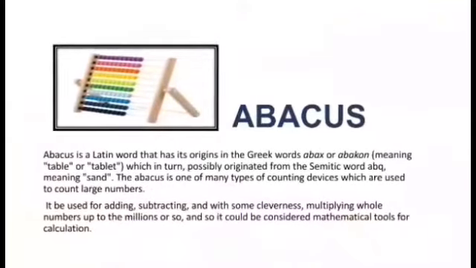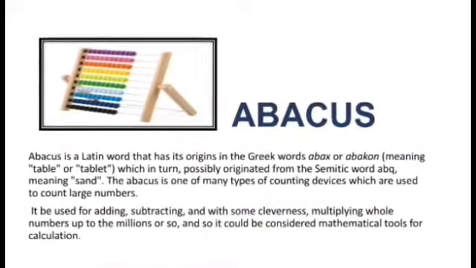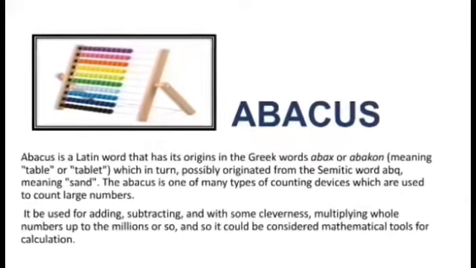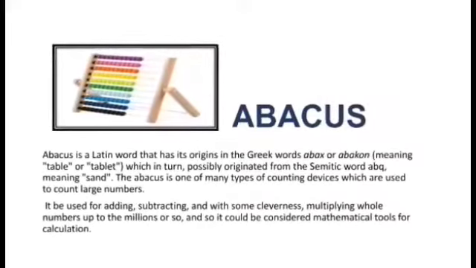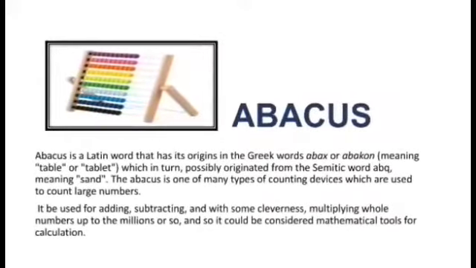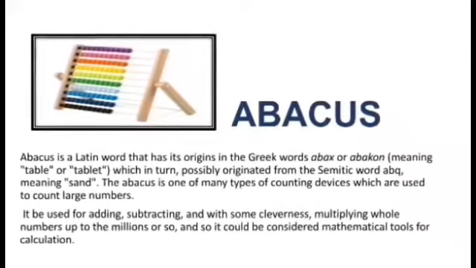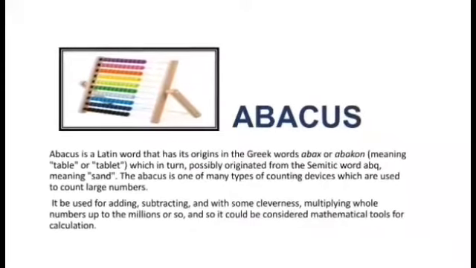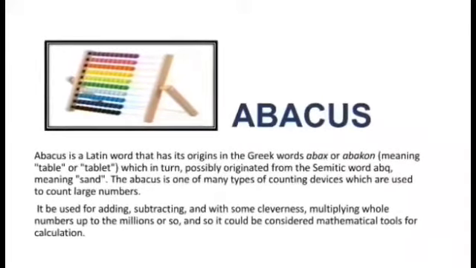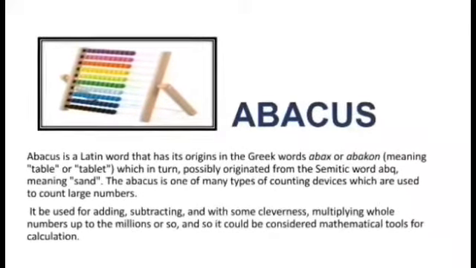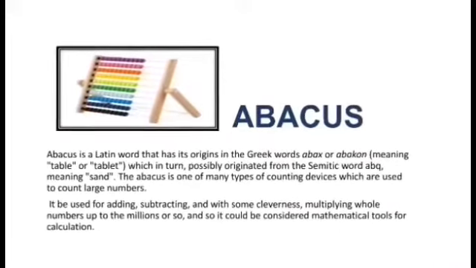Abacus is a Latin word that has its origin in the Greek words abax or abakan, meaning table or tablet, which in turn possibly originated from the Semitic word abak, meaning sand. The abacus is one of many types of counting devices which are used to count large numbers. It can be used for adding, subtracting, and with some cleverness, multiplying numbers up to a million or so, so it could be considered a mathematical tool for calculation.